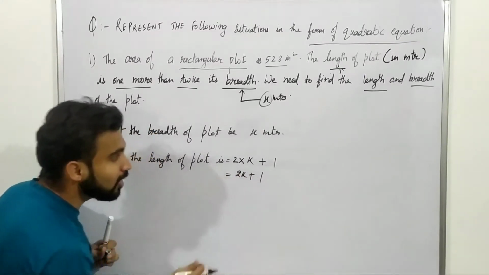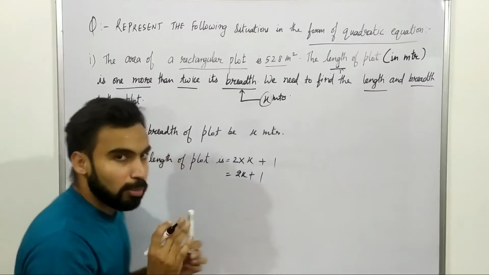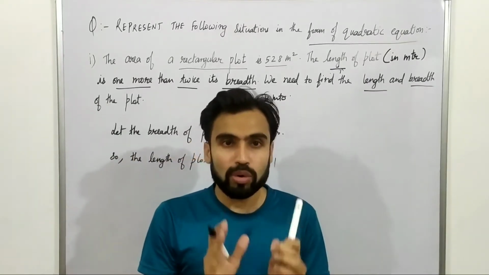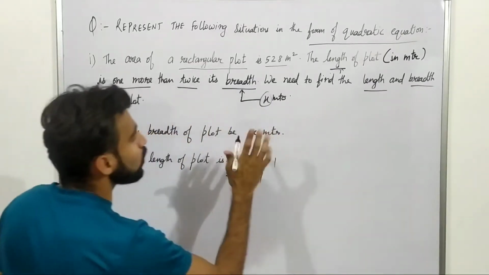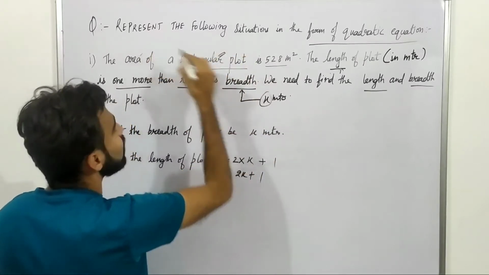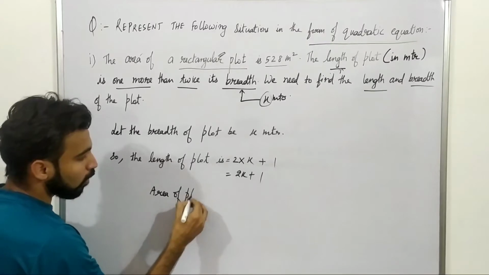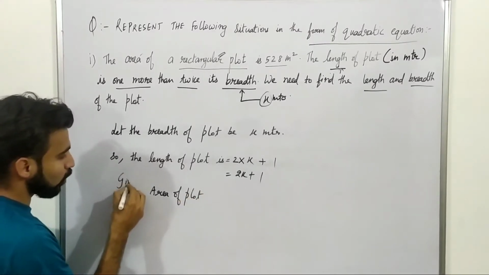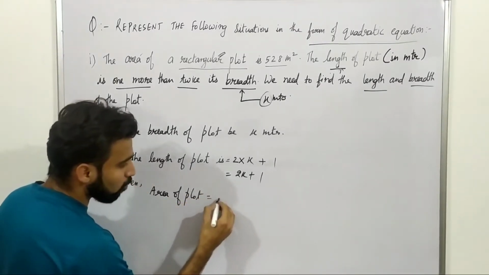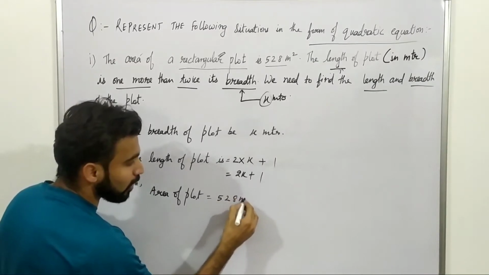So this is the length, and x is simply the breadth here. Now I have extracted both the length and breadth. Now what I have to do is simply, you can see here that the area is given to you as 528. So area of plot, now you can see it is given to you. Given that area of plot is simply 528 meters square.